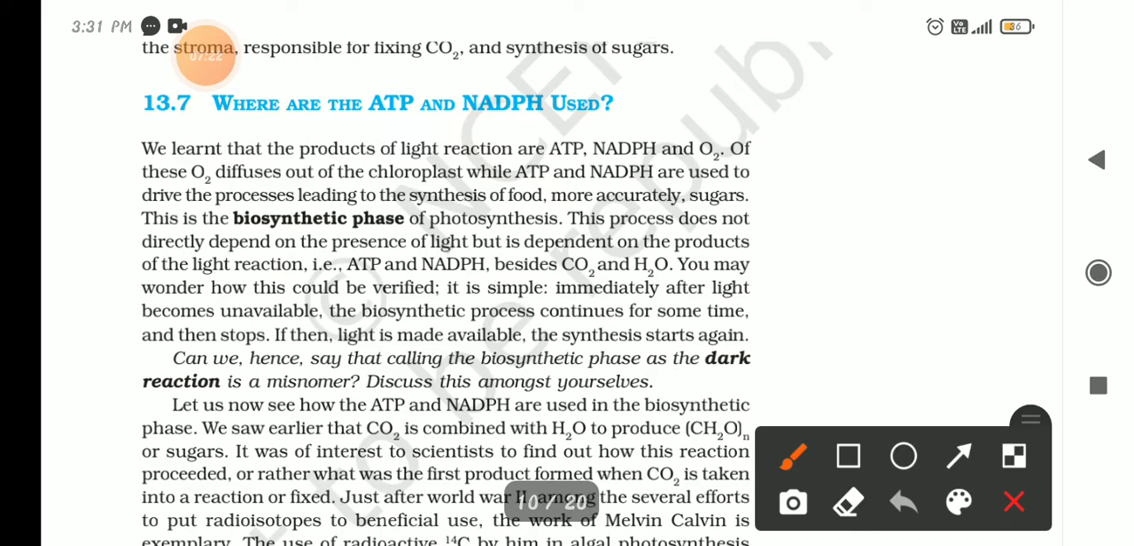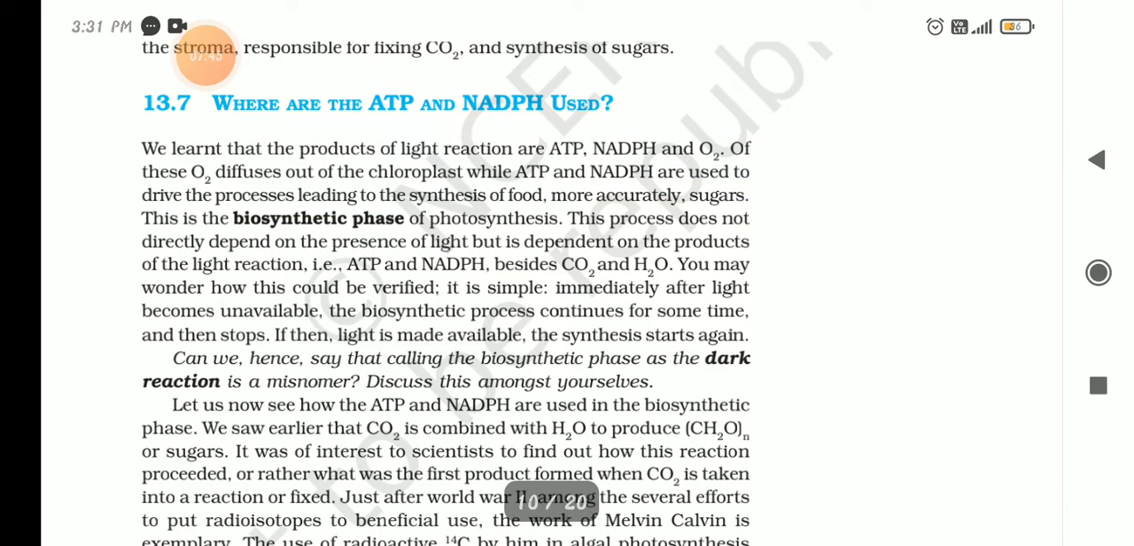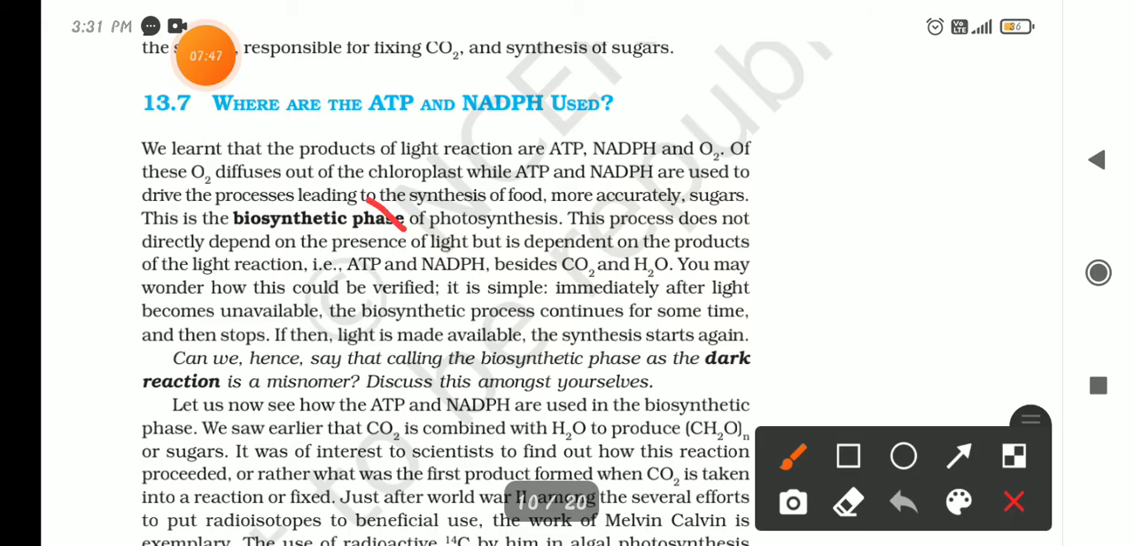What is written? It is written that we learned that the products of the light reaction are ATP, NADPH, and O2. Of these, O2 diffuses out of the chloroplast, whereas ATP and NADPH are used to drive the process leading to the synthesis of food, and more accurately sugars. And this is the biosynthetic phase of photosynthesis.